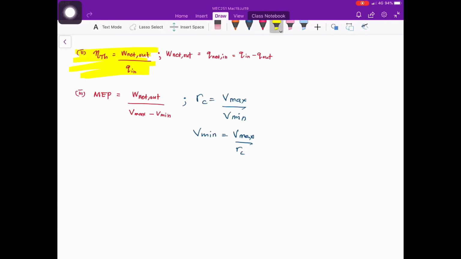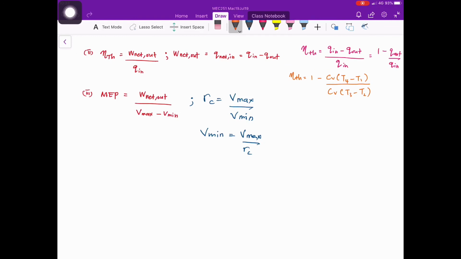Next item is to find the thermal efficiency for the cycle. The thermal efficiency can be determined by using the equation of work net out divided by Q in. For a cycle, work net out will be equal to Q net in, and Q net in is equal to Q in minus Q out. Thus, we can determine the thermal efficiency by using the formula of 1 minus Q out over Q in. Now we can obtain the value for the thermal efficiency for the cycle.